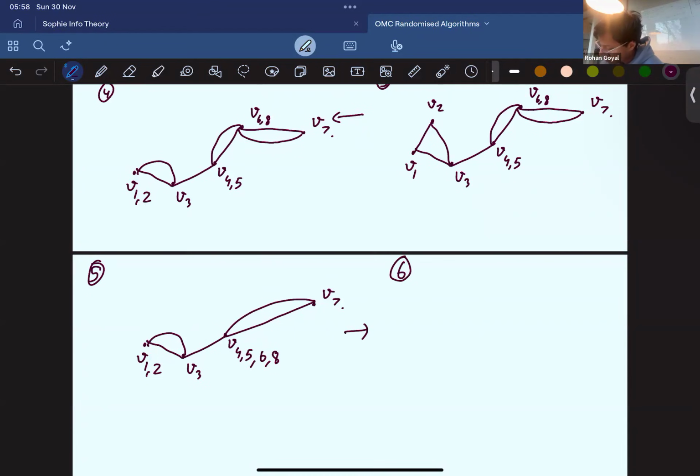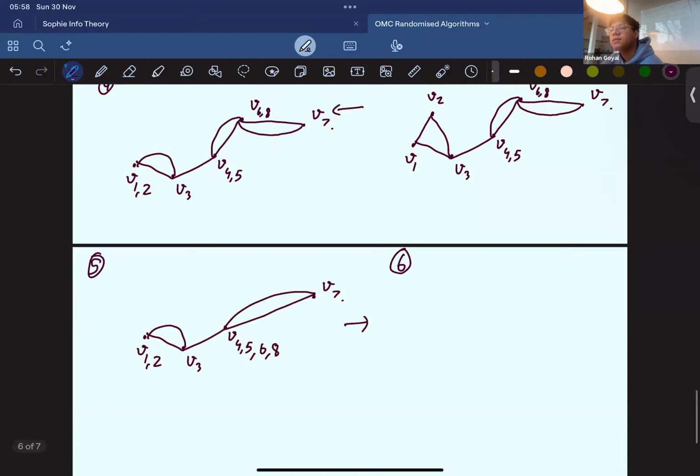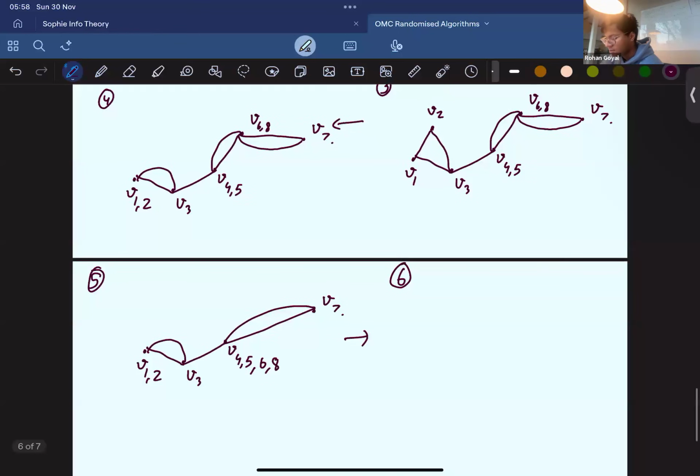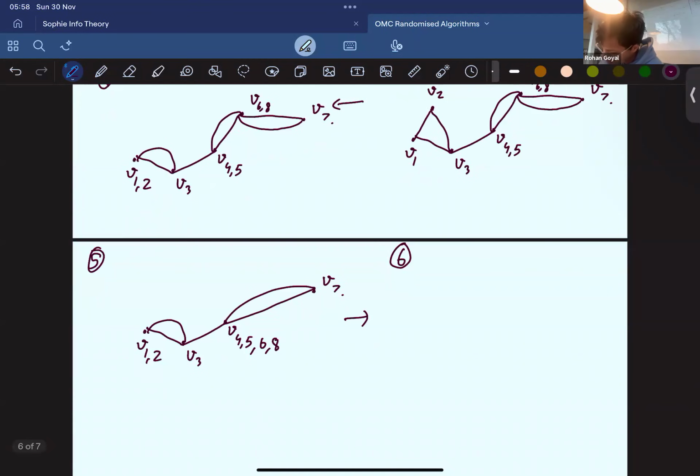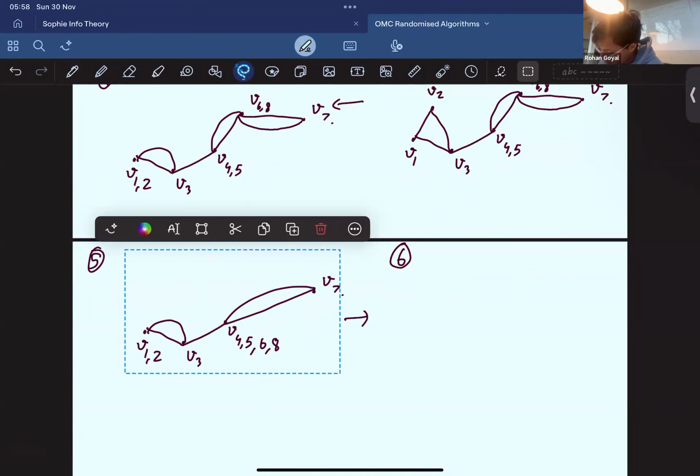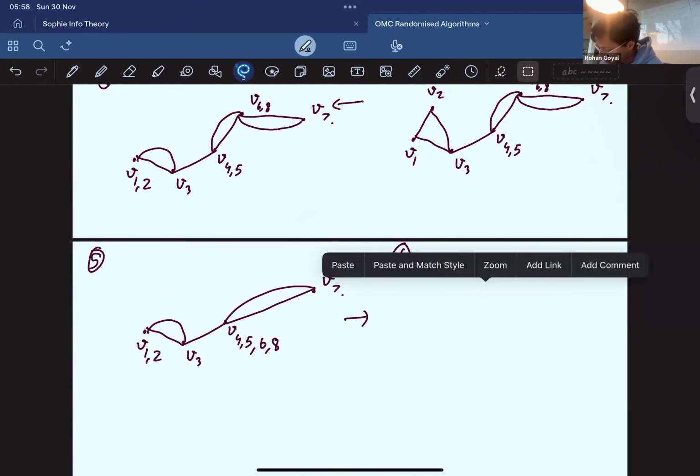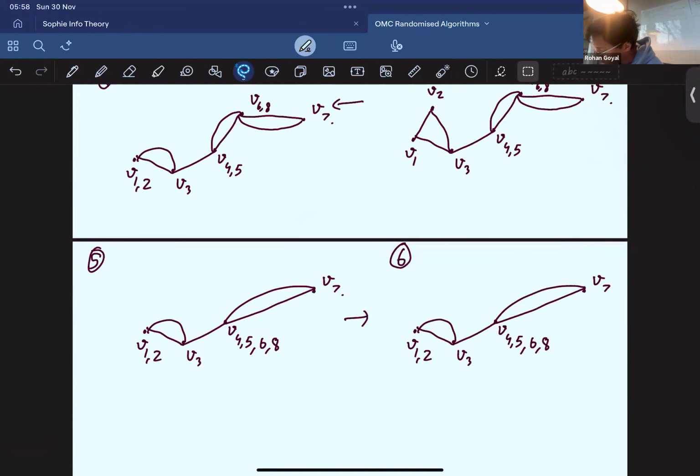One more person, only two more steps remaining. So come on, somebody pick an edge. V1, 2, and V3. Great. So this becomes V1, 2, 3. And observe that there's only one edge going here, so that remains, and this all disappears.